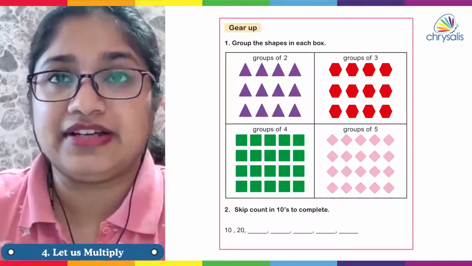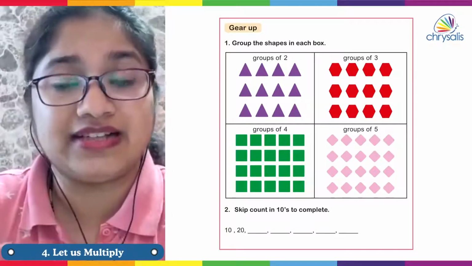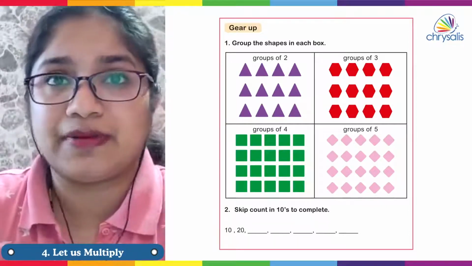This gear up activity recalls all that you have learnt in class 1 with respect to skip counting. We learned that we can skip count to get the total only when equal groups of objects are put together. We also learned that putting together equal groups of objects is called multiplication. We use the X sign to show the multiplication. The answer that we get is called the product.